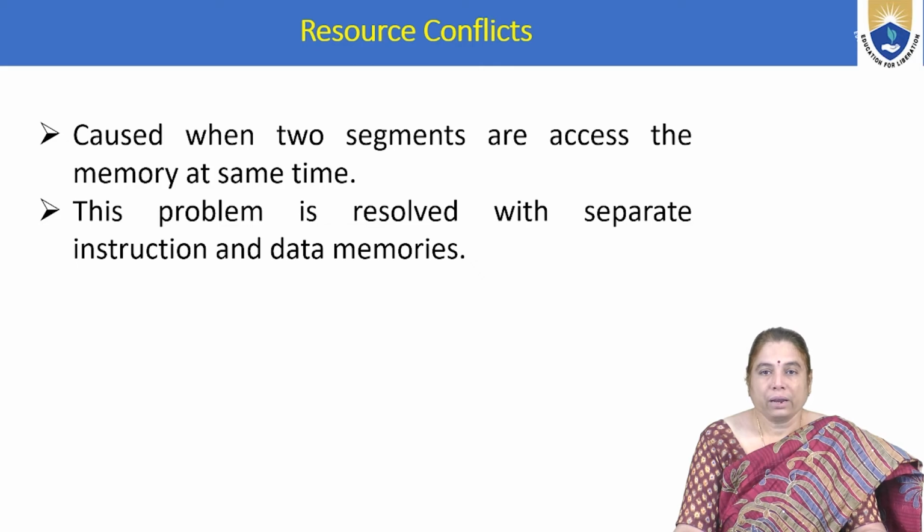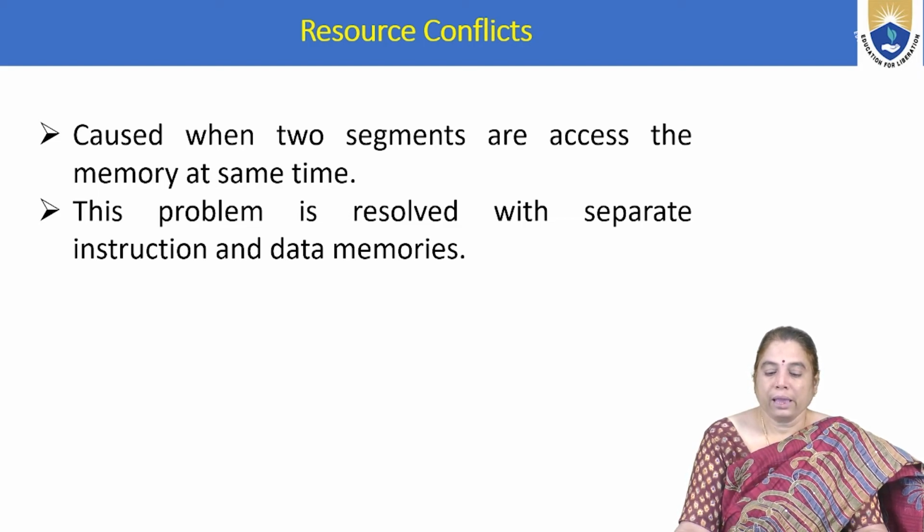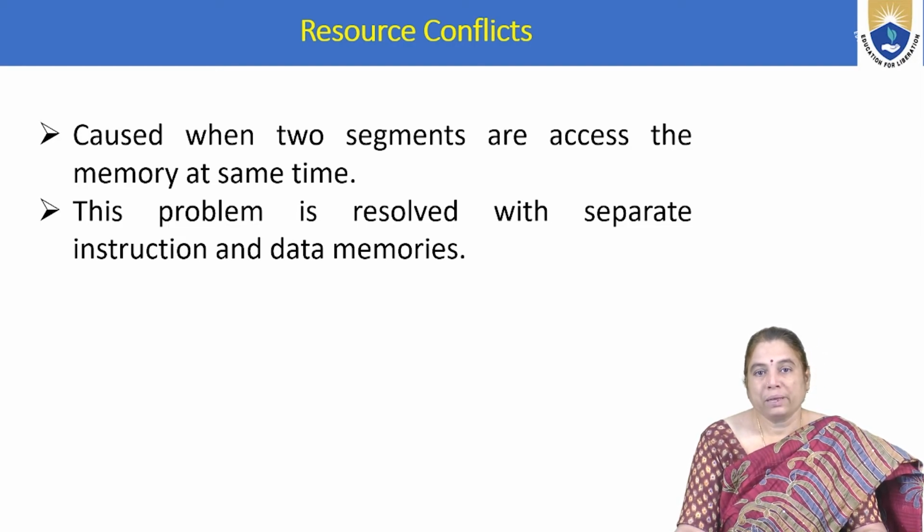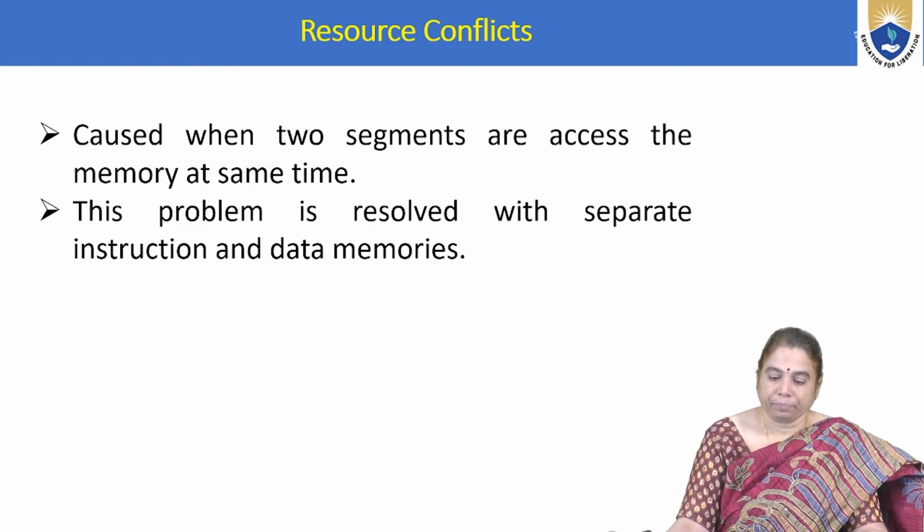This conflict can arise when 2 segments access the memory at the same time. If the processor has memory-referenced instructions and two segments have to point to the same memory location, then this resource conflict can arise. This problem can be resolved by employing separate instruction and data memories. This can be done in the case of RISC pipelining to optimize the instruction execution time.